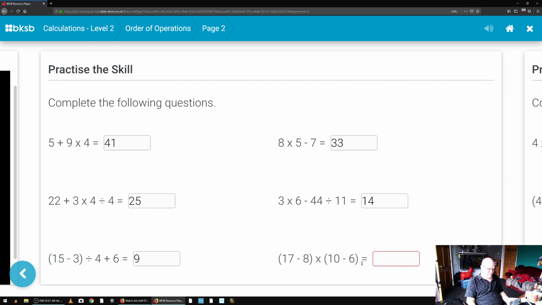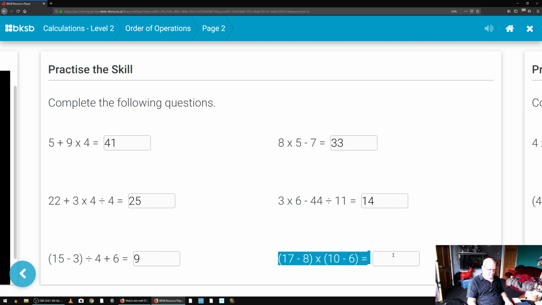Now it gets a little bit more complicated. Let's try this one. No calculator. Brackets first. 17 minus 8 times 10. Oh, this one looks easy. Minus 6 equals. Well, that's 17 minus 8, which is 9. 10 minus 6 is 4. And then 4 times 9 is 36.